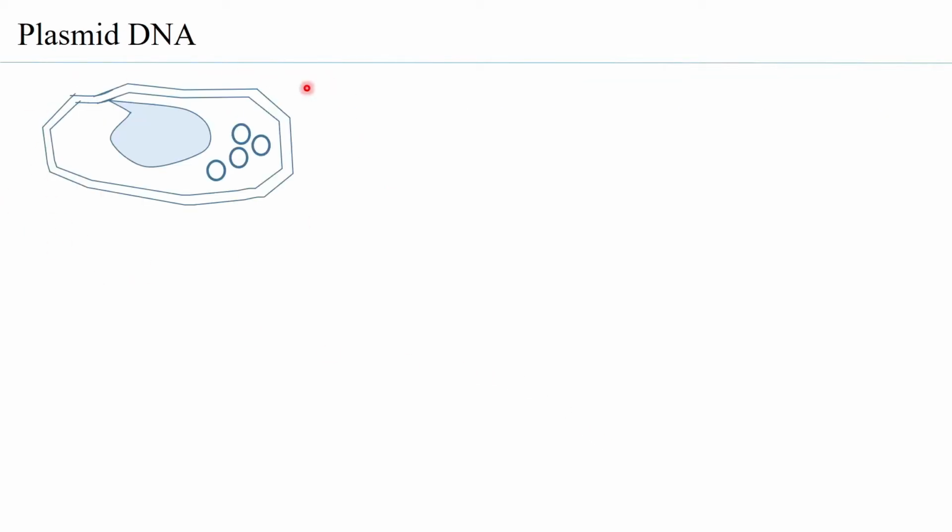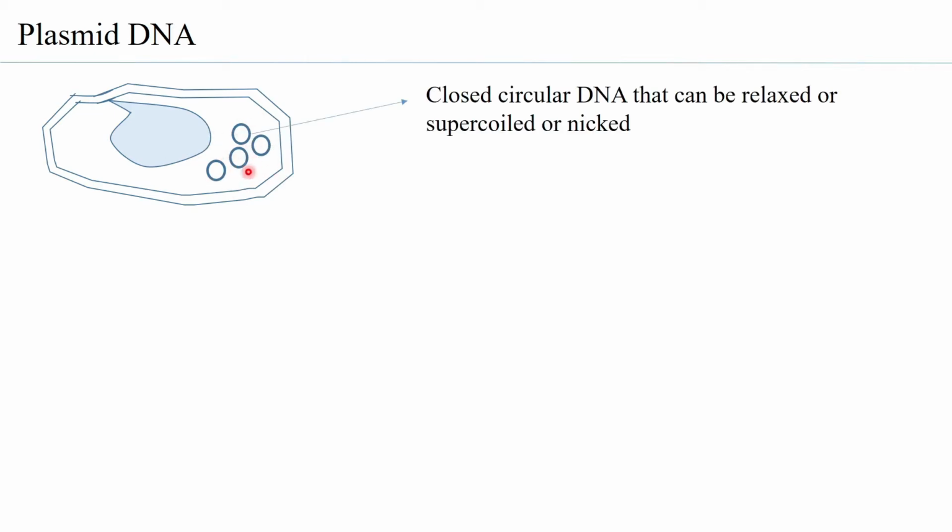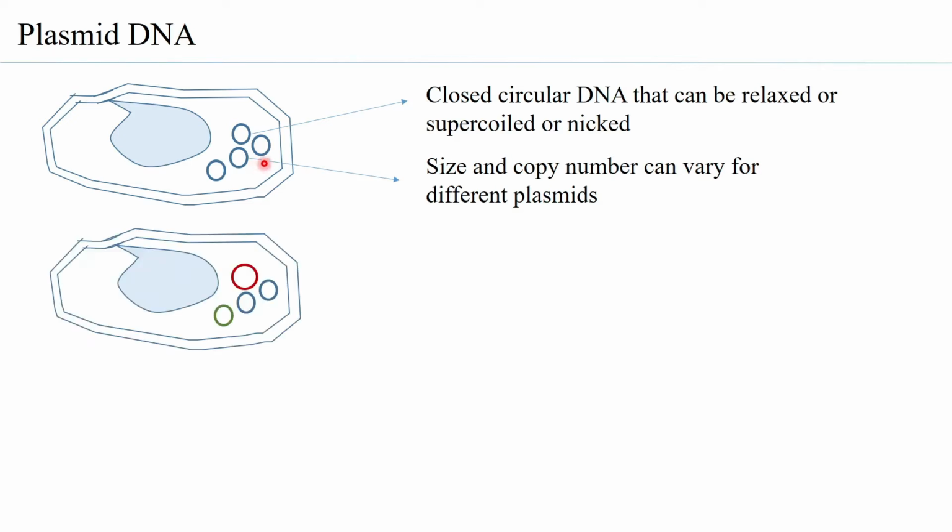Now, let us consider that you have a bacteria. The bacteria, apart from having its genomic DNA, can also contain, not always, what is called extrachromosomal DNA that are closed circular DNA, and these are the plasmid DNA. The plasmid DNA can exist as a relaxed DNA, or it can have different conformations based on whether it is supercoiled or nicked. Plasmid DNA can be of different sizes and its copy numbers can also vary.